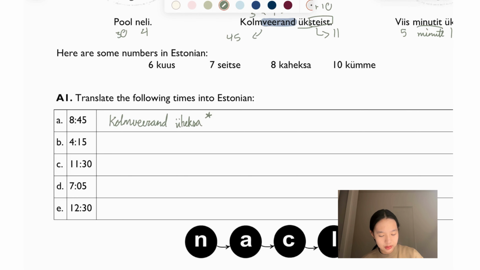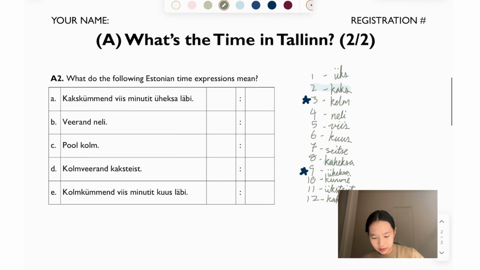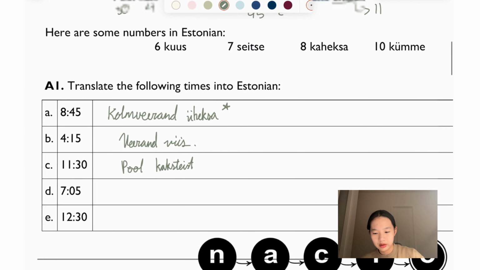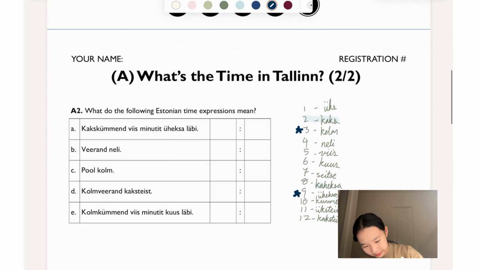And then 4:15, so that would be 15 virand. And then instead of 4, it'll be 5, and that's vis. So it'll be virand vis. Then 11:30, well, the 30 would be the pool, and then instead of 11, it'll be 12, and we have 12 as kaksiets. Although we did build that off of 11, so maybe I'll star that one too, and we can go back to it later.